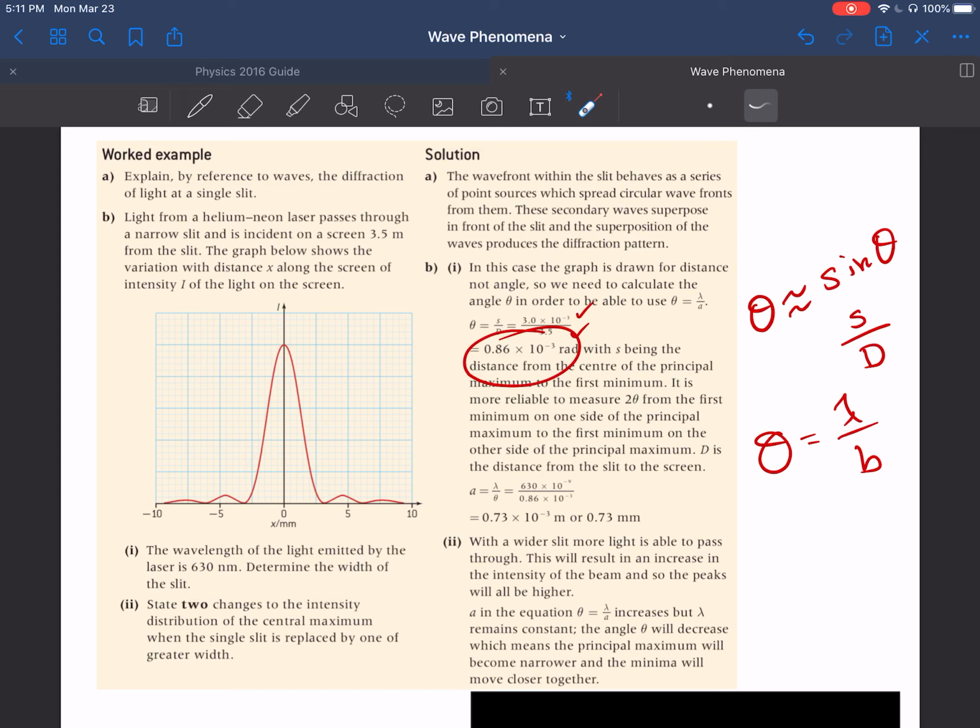The other thing that will happen though is that more light is going through the slit. There's an increased intensity of light going through the slit. If you were to divide that slit in half, there is more light both on the top half and on the bottom half. And as a result, you would also expect the central maximum intensity to increase. And those are the two changes being asked for here.